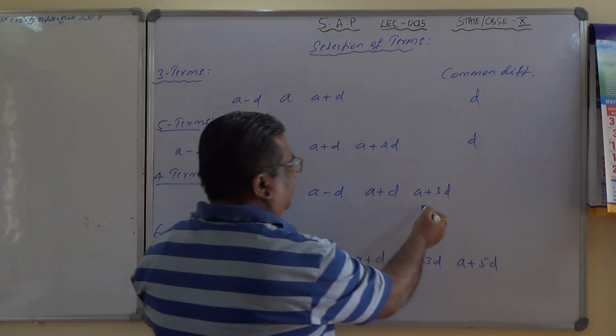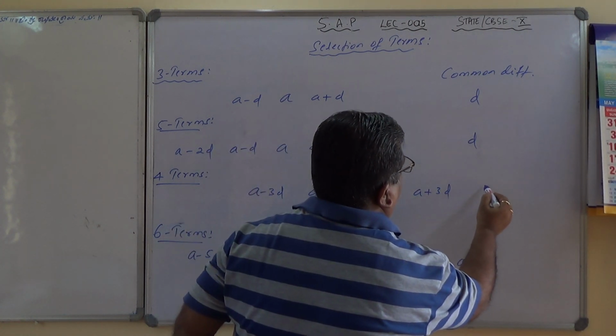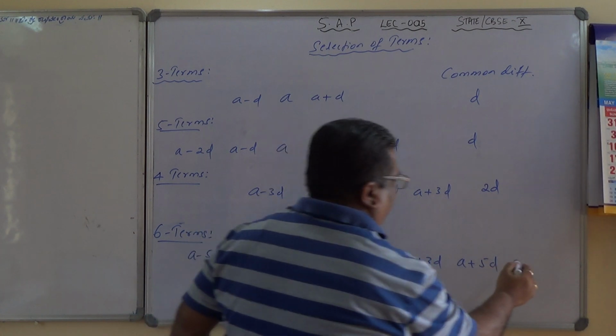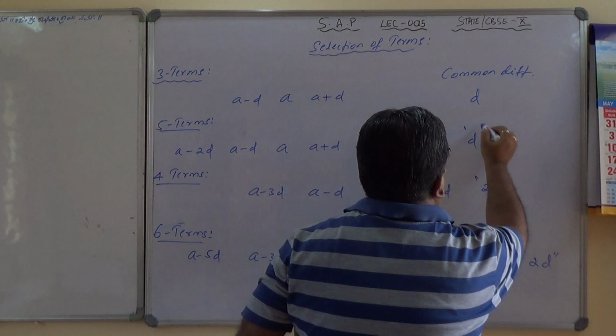What is the difference of this? A cancels, 3D minus D is 2D. Therefore, the common difference here is 2D. What about the common difference here? This is also 2D here. And here it is D and here it is D.